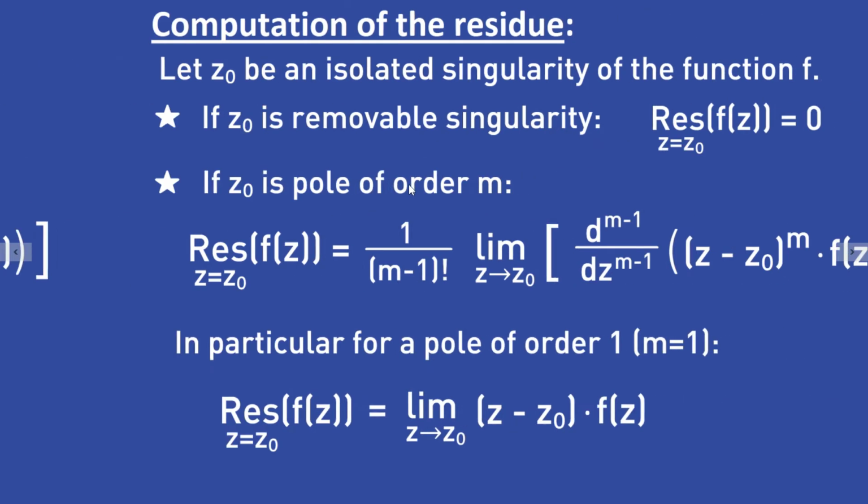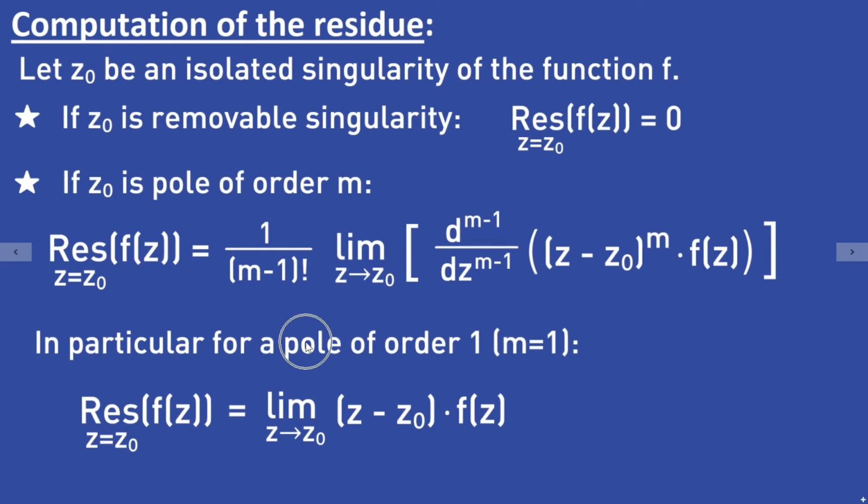In particular, for a pole of order 1, which means m is equal to 1, the residue of f at the pole of order 1 is equal to the limit z to z_0 of (z minus z_0) times f of z.